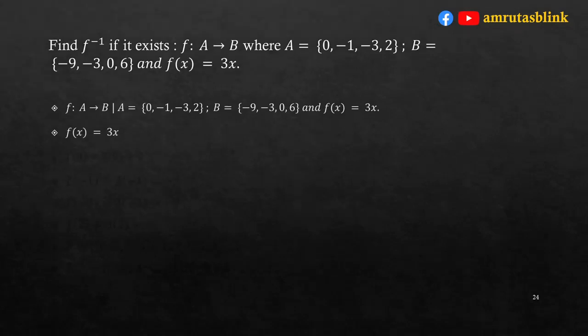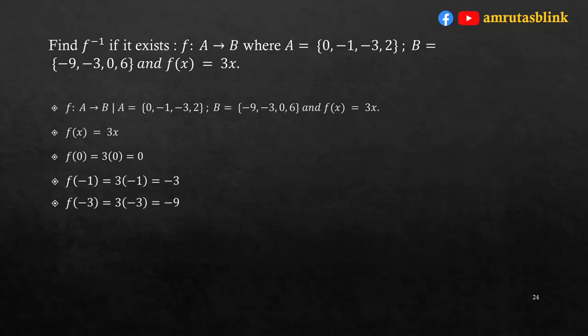So, first of all, we will calculate the value of f of x for all the values of A. Now, f of x is equal to 3x. Hence, f of 0 will be equal to 3 into 0, that is 0. f of -1 will be equal to 3 into -1, that is -3. f of -3 will be equal to 3 into -3, that is -9, and f of 2 will be equal to 3 into 2, which is equal to 6.